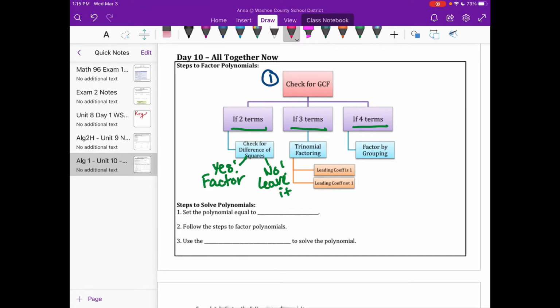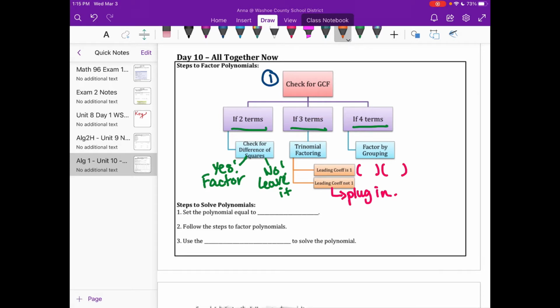Then we have our trinomial factoring. So when our leading coefficient is 1, those are the ones we like because that is our shortcutting, right? We can just go straight to parentheses. If our leading coefficient is not 1, we have to plug in. And I know we don't hate them, but they're not as fun as the other ones for sure. And then if we have 4 terms, we're going to factor by grouping. So we're going to put them in pairs, groups of 2, and then see what they have in common.